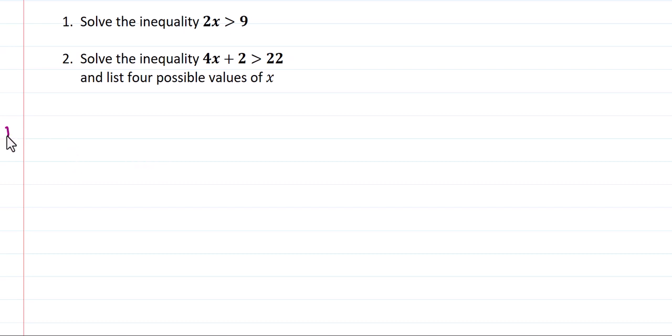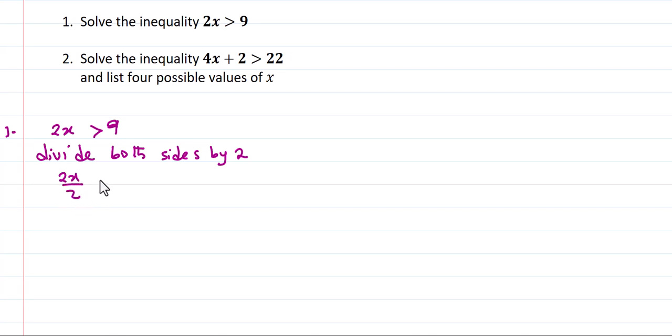Number 1 here says, solve the inequality 2x is greater than 9. So 2x greater than 9. Now, mind you, we have 2 and x on the left-hand side. So that's 2x. And what is the relationship between this constant and the variable? It is multiplication. And when we have multiplication connecting a constant and variable, what do we do? We divide. So we have to divide both sides by 2. Doing that, we have 2x over 2 is greater than 9 over 2. The 2's cancel out, and then we have x is greater than 9 divided by 2, which gives you 4.5.